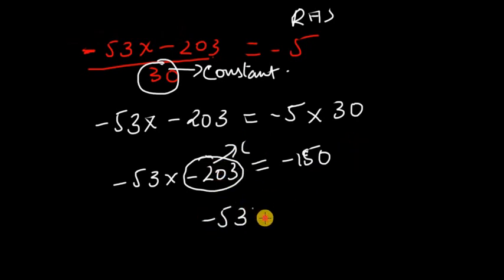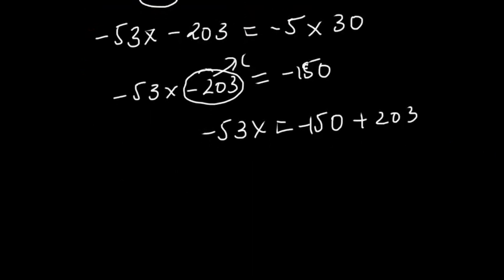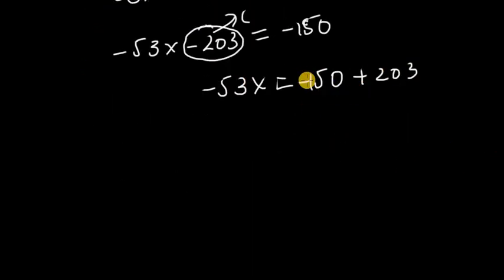So minus 53x equals minus 150 plus 203, because on the LHS it is minus 203. If you want to shift it here, it will become plus 203. So this step is nothing but adding these two numbers. So what is the result? The result is going to be 53. Okay. So minus 53x equals 53.